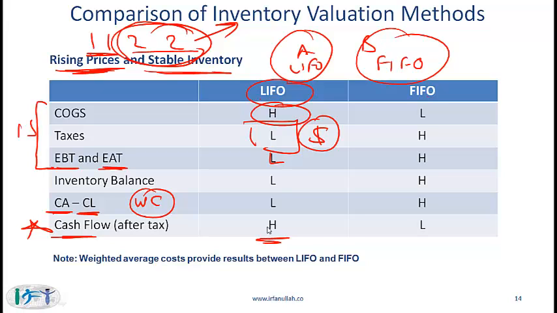US GAAP companies which have a choice between LIFO and FIFO will invariably choose LIFO because with LIFO they pay lower taxes and hence have higher cash flow. As a general point, the numbers for weighted average cost will be between LIFO and FIFO. So if you get a question on the exam comparing LIFO with weighted average cost, what you can simply do is think of this table and just remember the fact that LIFO is going to have a COGS that's higher than weighted average cost, taxes that are lower, and so on. Again, that would be in an environment with rising prices and stable inventory.